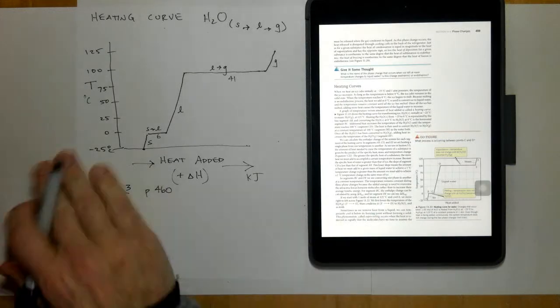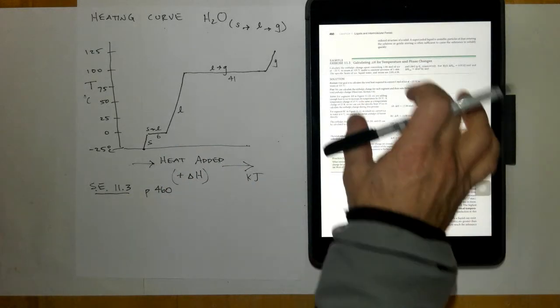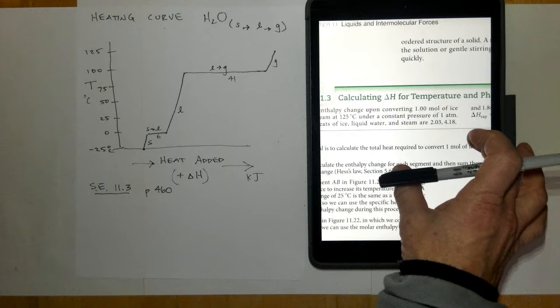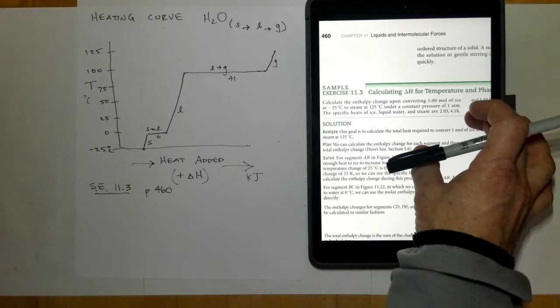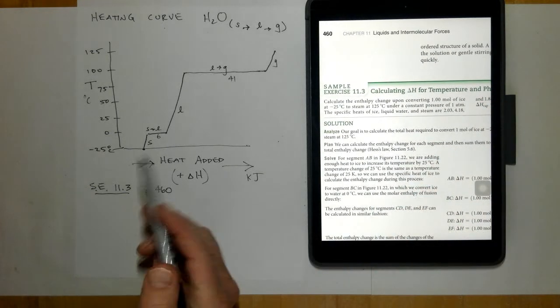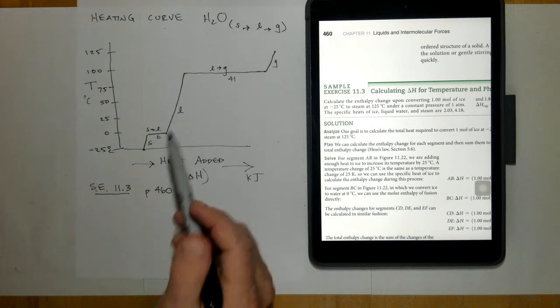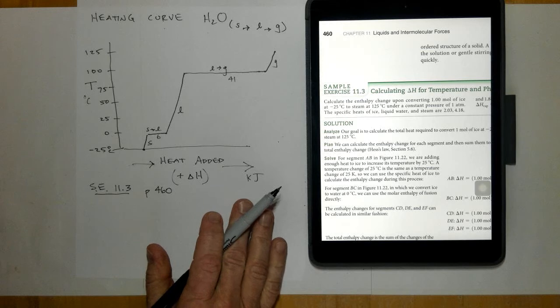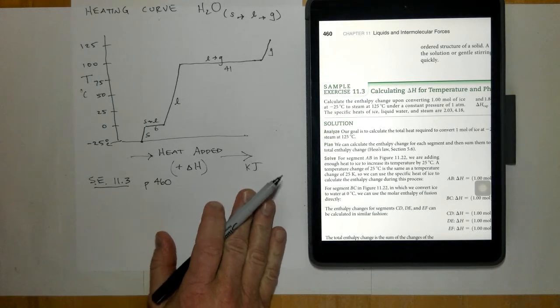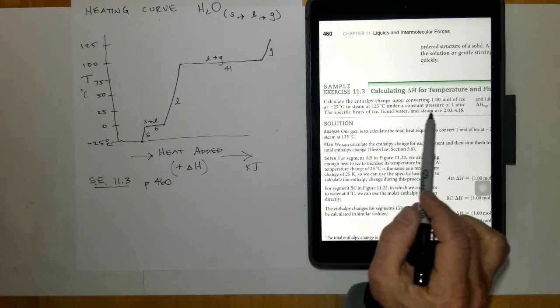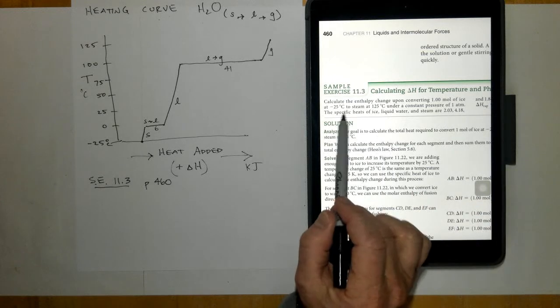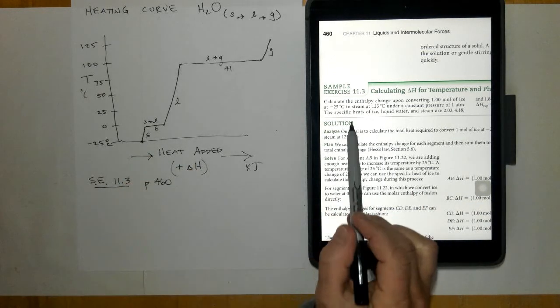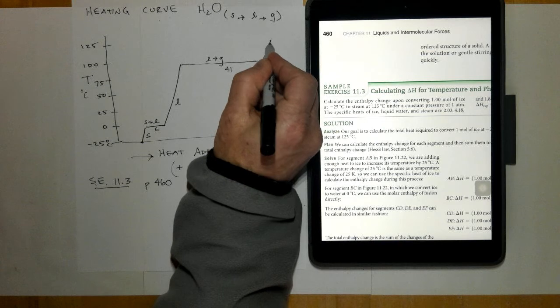Well, we can use this idea of a heating curve to calculate the amount of energy it takes to change a substance from solid to liquid to gas, based on how many phase changes it goes through. And sample exercise 11.13, we're going to go through that right now. So it says calculate the enthalpy change upon converting 1 mole of ice at negative 25, right here, to steam at 125, right here.